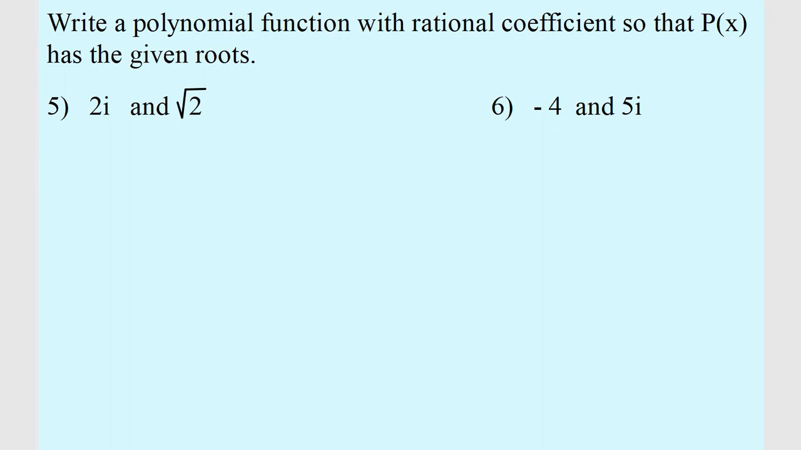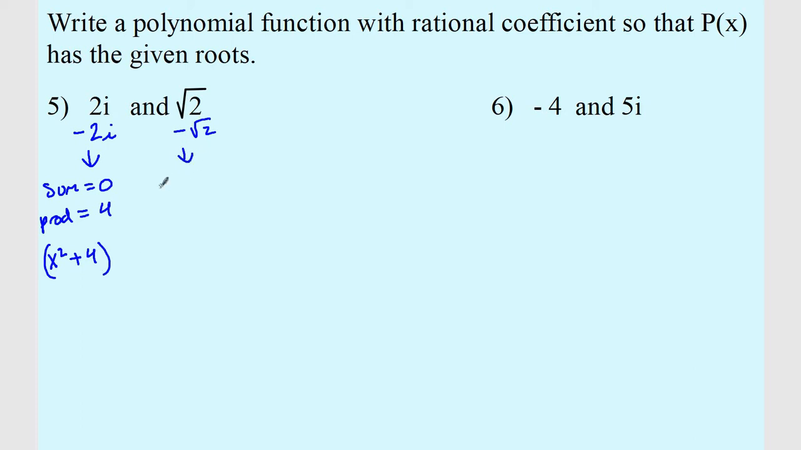All right, so let's think about number 5 and 6. You want to write a polynomial function. So for this one, if we have 2i, we're also going to have negative 2i. If we have the square root of 2, we're also going to have negative square root of 2. So I'm going to write an equation for these two by doing sum and product. The sum is 0. The product would be positive 4. So your equation would be x squared plus 4.